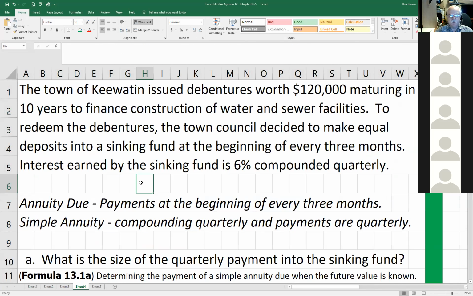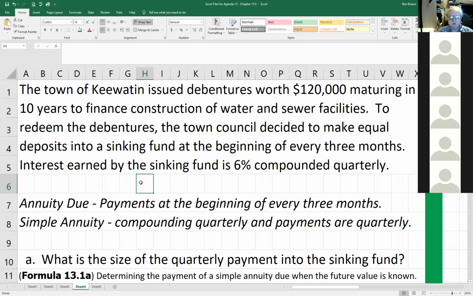So the town of Keewatin issued debentures worth 120,000, maturing in 10 years, to finance construction of water and sewer facilities. So debentures are like bonds. They've borrowed the money and they're going to have to be paying it back. To redeem the debentures, the town council decided to make equal deposits into a sinking fund at the beginning of every 3 months.